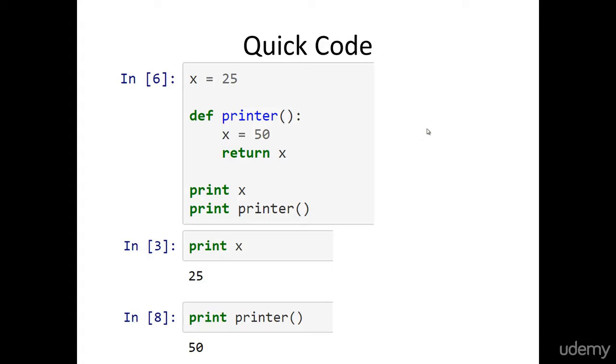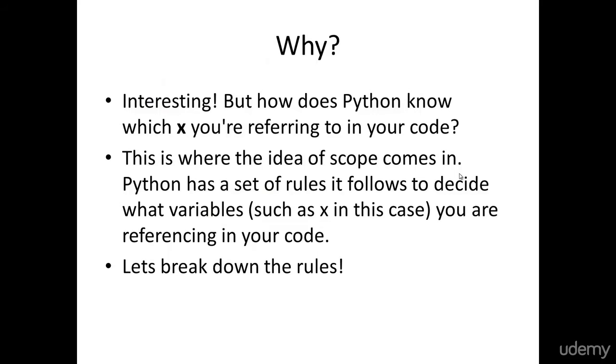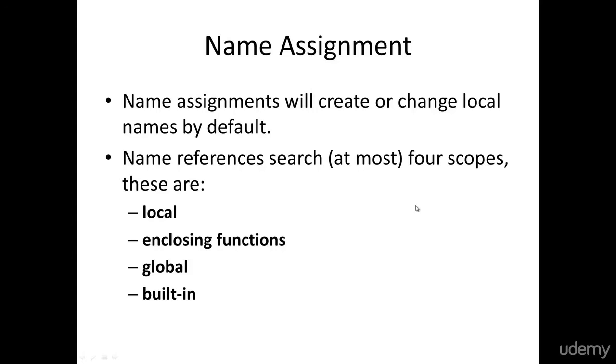So what we really want to figure out is, how does Python know which x to refer to in your code? And this is where scope comes in. Python has a set of rules it follows to decide what variable, in this case x, you're referencing in your code. And what we're going to do is break down some of those rules. Let's go ahead and break it down through name assignment. Name assignments will create or change local names by default. And name references search at most only 4 scopes. The 4 scopes are local, enclosing functions, global, and built-in.